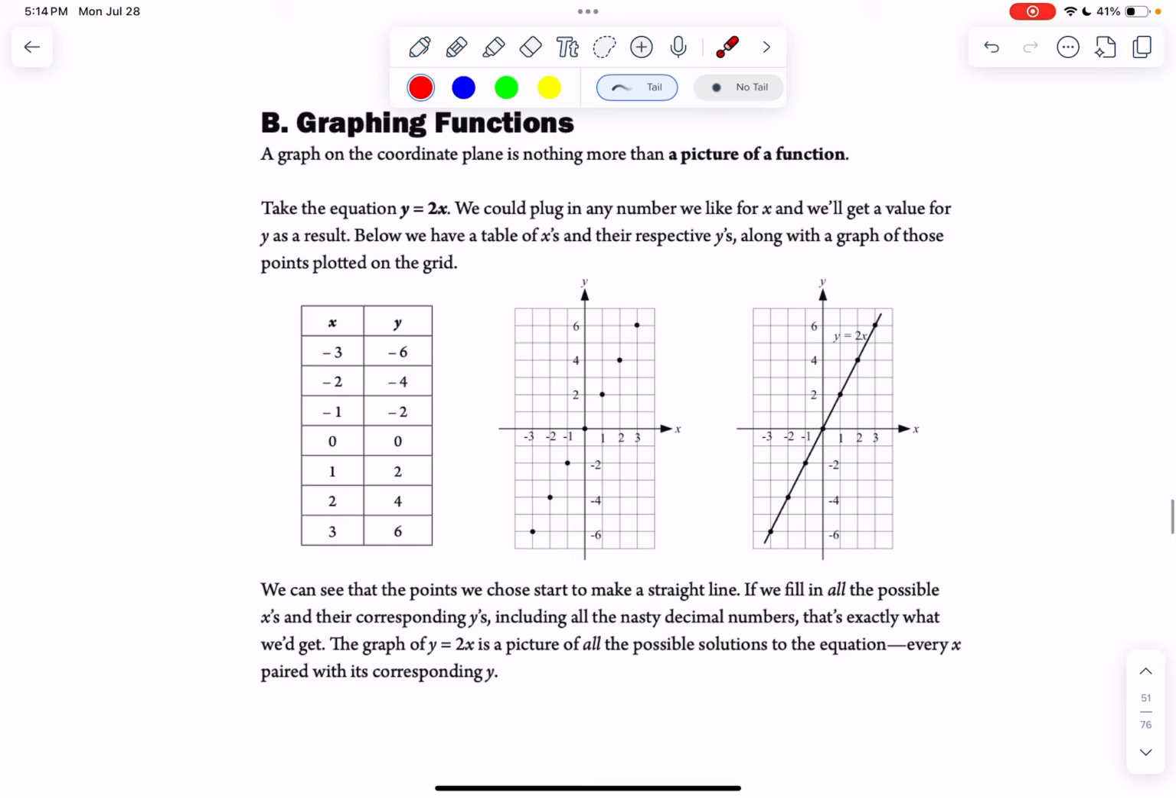So again, when we graph a function, you'll notice this is just a little more filled out version of what I was showing you before. If we take the equation y equals 2x, you put in some x's, you get out the y's, you put a point in all those places, connect them, and you have a picture of your function, right? Basically, if we were to fill in all the possible x's and their corresponding y's, even the crazy, horrible, nasty decimal numbers, it would come out to be all these points on the line.